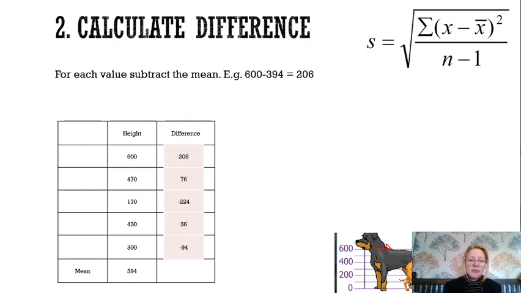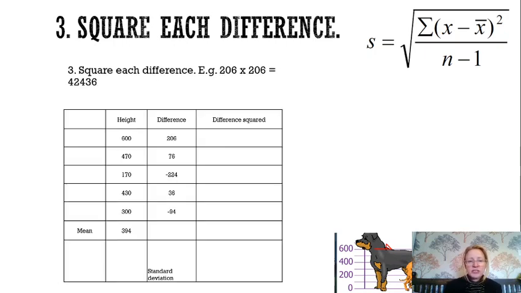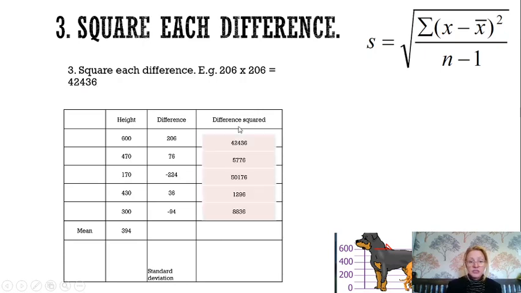And then the next step then is to square that difference. So once you've worked out your difference, then you can square those differences. So here the difference was 206, so we can square 206, which gives you 42,436. And you can see that I've done that for each of those. So that's step 3.